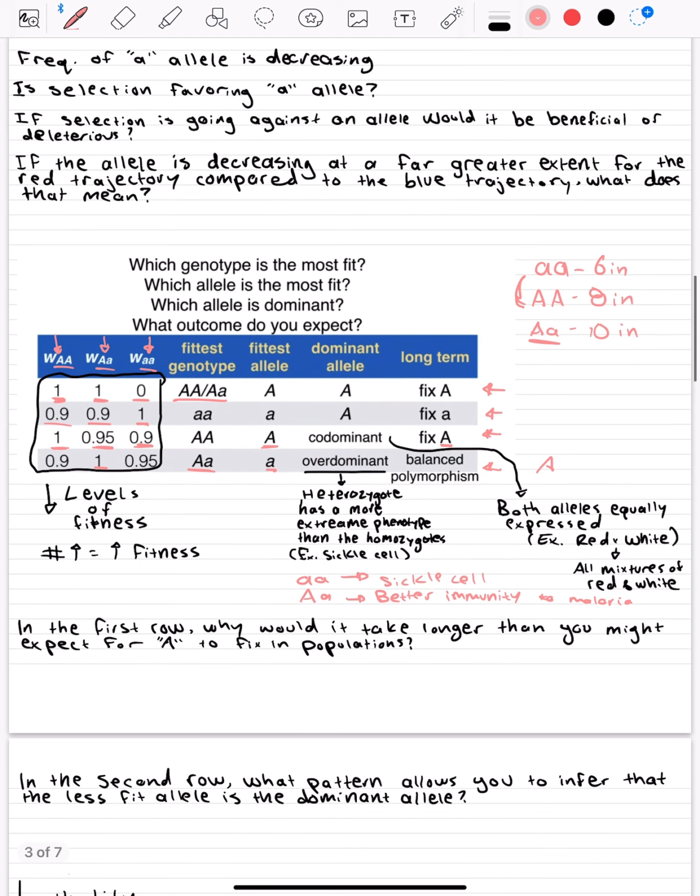All right, in the first row, why would it take longer than you might expect for big A to fix in populations? For the first row, the reason it would take longer for the big A allele to fixate in this population would be because the homozygous dominant and the heterozygous individuals share the same fitness. So the heterozygotes mask the little a allele.